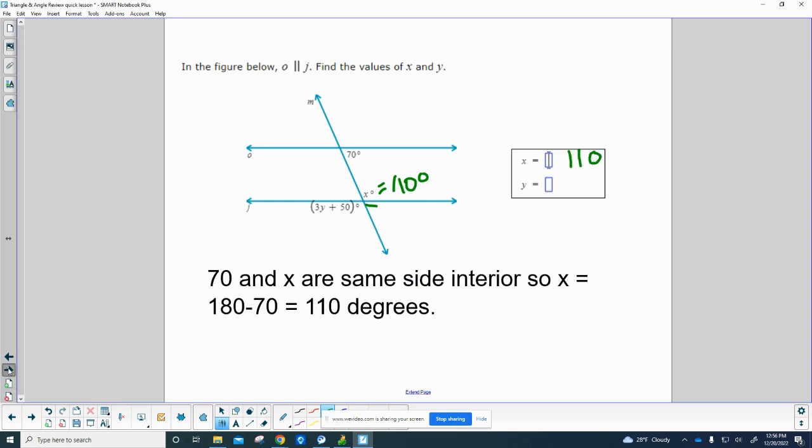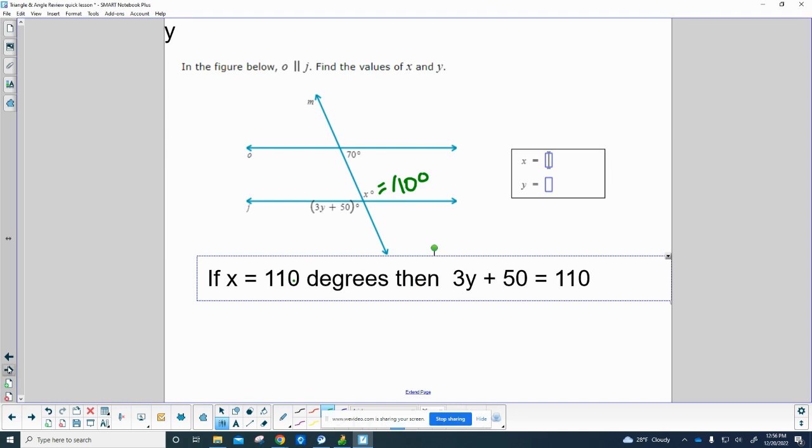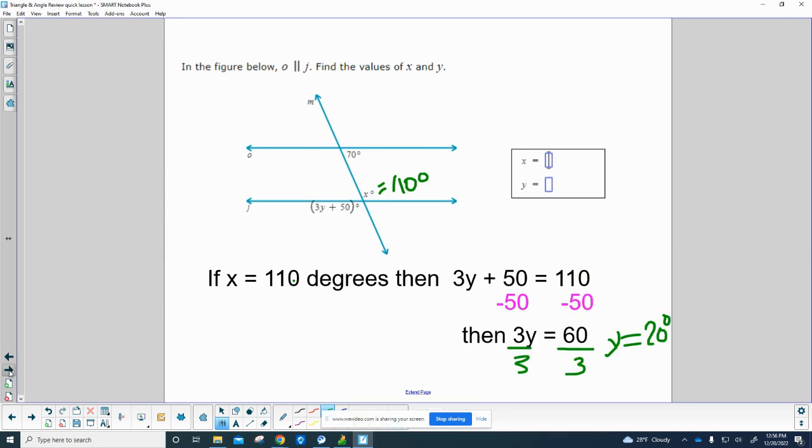Now to find y, if x is 110, then I just have to set 3y plus 50 equals 110 and solve for y. So I subtract 50 from both sides, then divide by 3, and I end up with y equals 20 degrees.